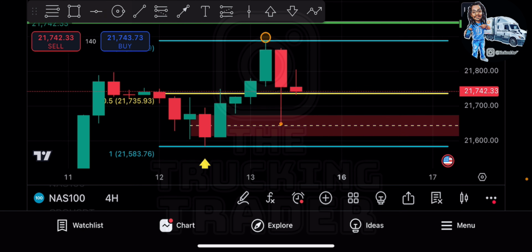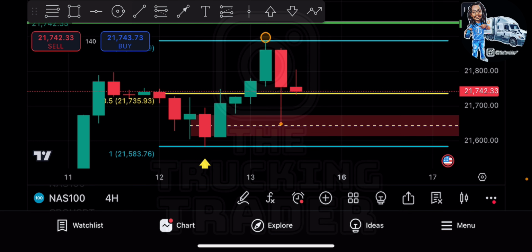Everything below that midpoint is going to be the discount zone. Everything above that midpoint is going to be what? The premium zone. So when the market comes down to the discount, we're looking for buys. When the market is in premium, we're looking for sells, okay? Unless the market breaks out of our swing high or swing low, then it's different. We have to wait on the sidelines for a new range to be created.